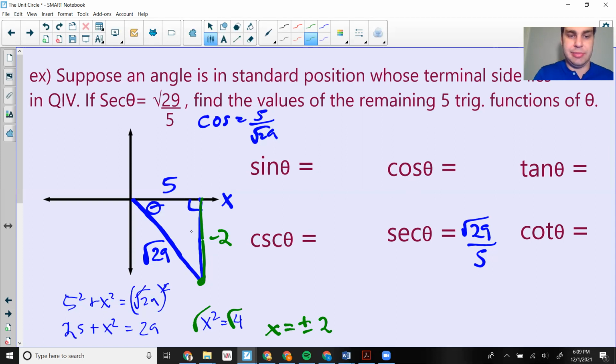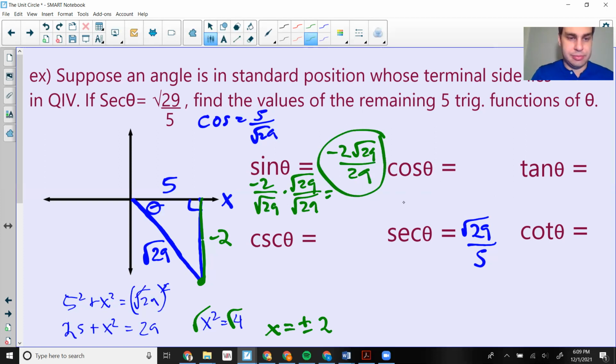Sine of theta now is going to be negative 2 over the square root of 29. Of course, that is not simplified. We need to move our radical to the top by rationalizing our denominator, giving me negative 2 square roots of 29 over 29.